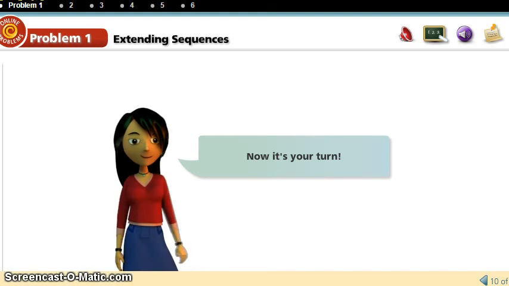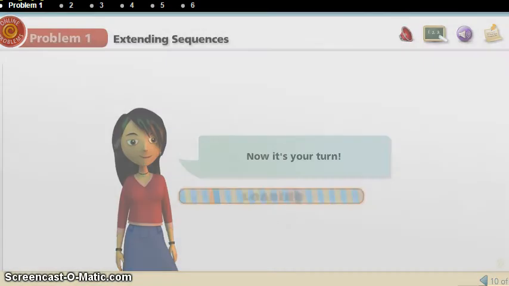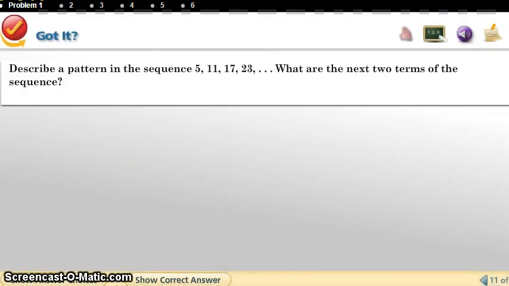Now it's your turn. I would like you to try to extend this sequence. It's pretty simple. See if you can identify the pattern and then write the next two terms for the sequence. We will go over this in class, but I just want you to try this Got It question because it is pretty simple.